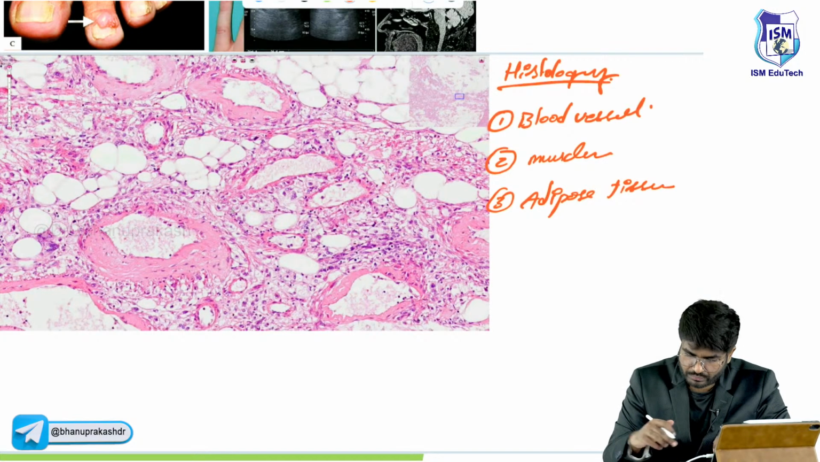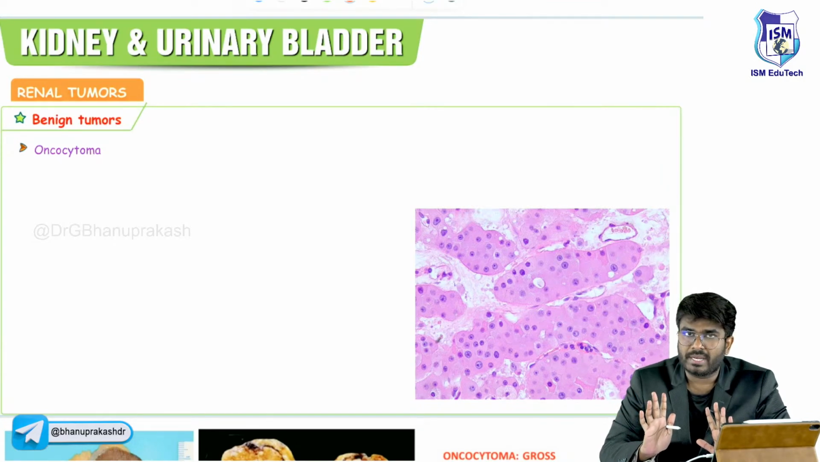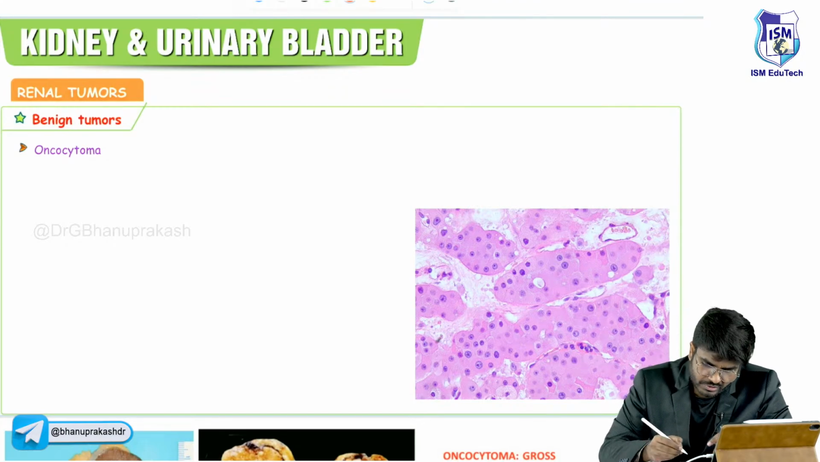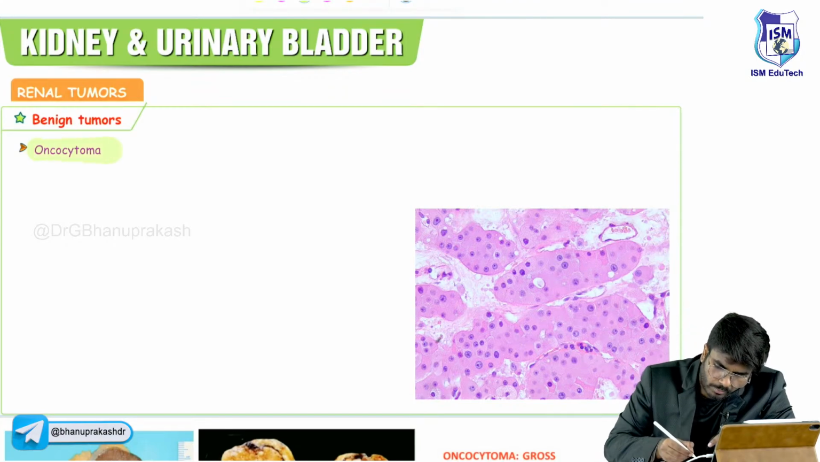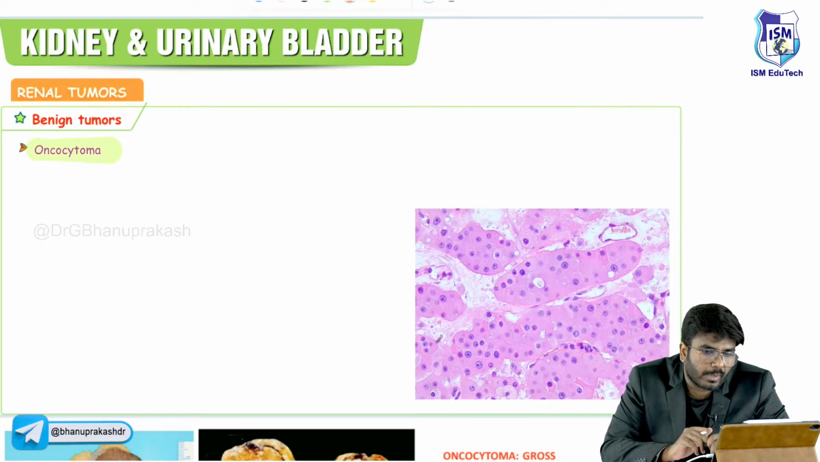So the first type of benign tumor is completed, angiomyolipoma, the most common benign tumor. Next, the other benign tumor which you can have is oncocytoma. So tell me, is oncocytoma a benign tumor or malignant tumor? The oncocytoma is a benign tumor, not a malignant tumor, it's not a cancer.